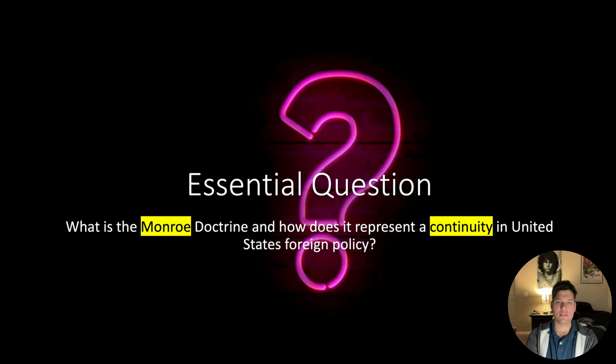As we start off today's lecture, as we always have, is an essential question, which is: what is the Monroe Doctrine and how does it represent continuity in U.S. foreign policy? Go ahead and think about this question during the lecture, and you should be able to answer this question by the end of it. So let's go ahead and let's skedaddle.